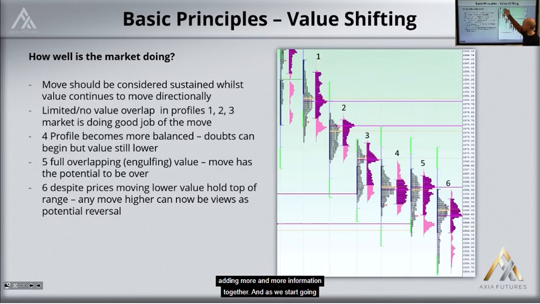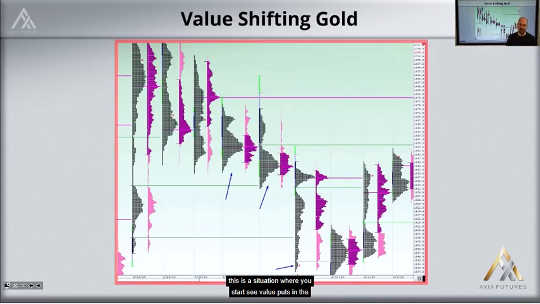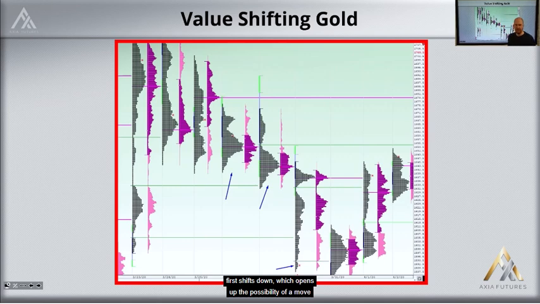It's about ultimately adding more and more information together. And as we start going into mapping days and weeks out, we'll then start to build up the informational story as something like this occurs. To give a further example, and this is a slightly different scenario, where rather than value shifting lower and then ending, this is a situation where value puts in the first shift down, which opens up the possibility of a move lower. But on that move lower, it fails to move value completely.